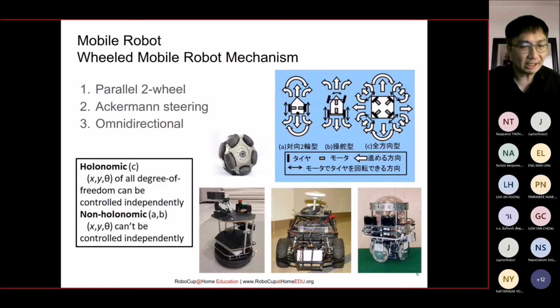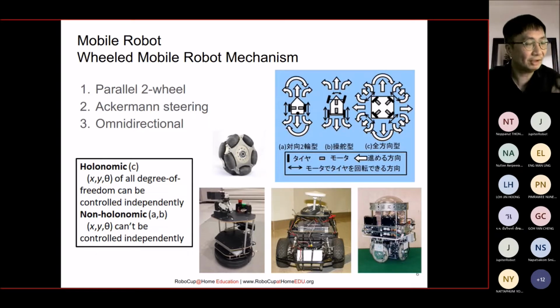And one key concept that I want to expose you to is holonomic and non-holonomic. Holonomic means you can control all the degrees of movement. For example, with an omnidirectional robot, you can move in X, Y, and also theta. Theta means a diagonal form, for example, independently. Which means you can move in the X direction, Y direction, and also the theta direction independently. Then that is what we call holonomic.